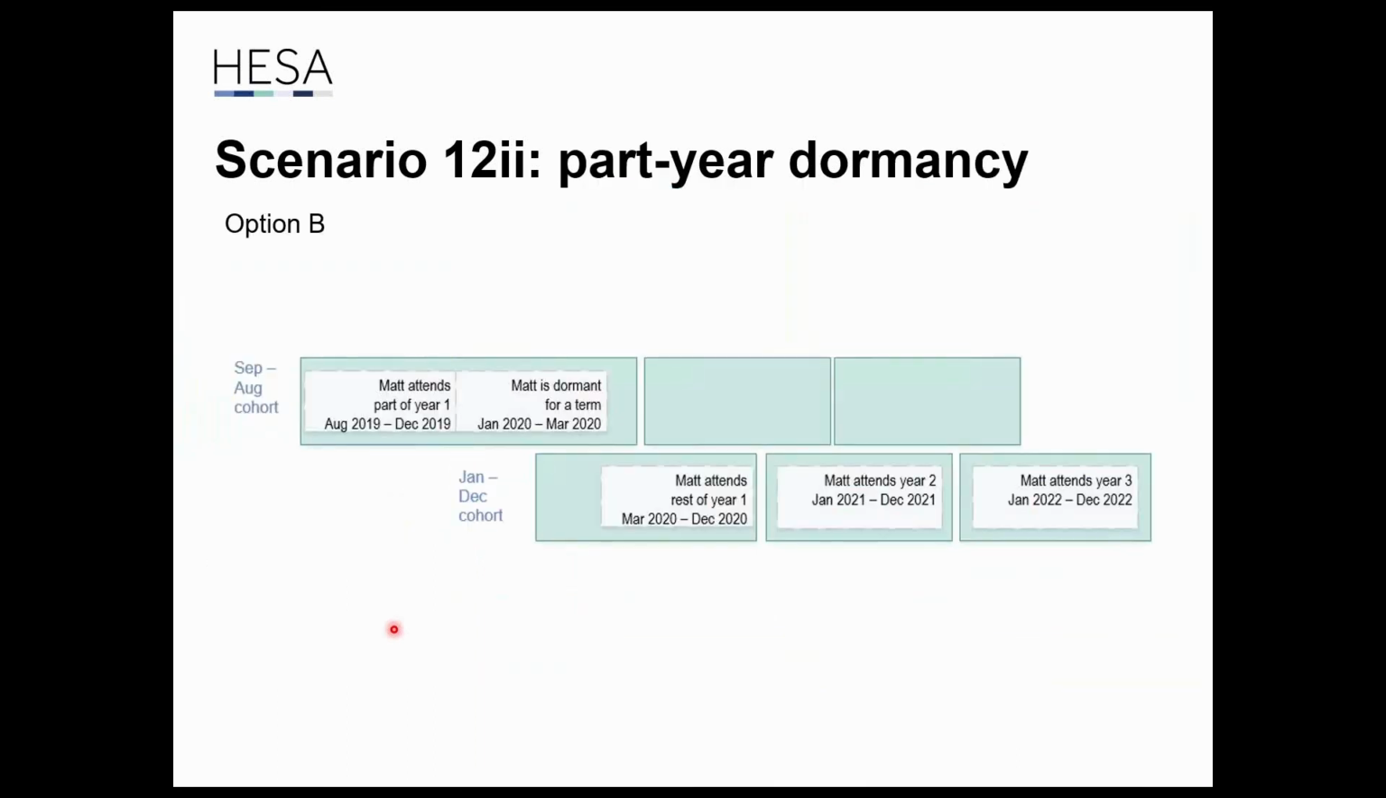So now going to a part year dormancy. Again, a little bit like the resit thing. Matt, in this example, is going to start his study in January, he's then going to go dormant for a term and isn't doing anything at the provider. And this is one of the providers that has a January starter. So he's then able to come back, start with that cohort of students instead, carry on and do years 2 and 3.